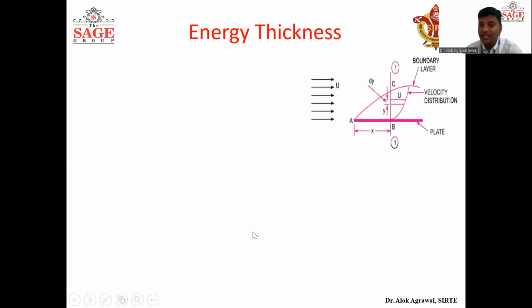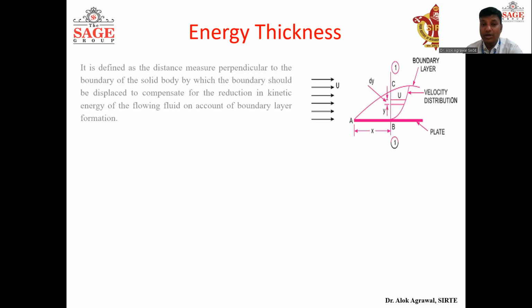Now last, energy thickness. Similarly, following the same approach, if the velocity is decreasing because of the presence of this plate, we have seen that the flow rate will have decreased and the momentum had decreased. So again, the kinetic energy will also decrease. Here we have to take that kinetic energy into account, and energy thickness is defined as the distance measured perpendicular to the boundary of the solid body by which the boundary should be displaced to compensate for the reduction of kinetic energy of the flowing fluid.